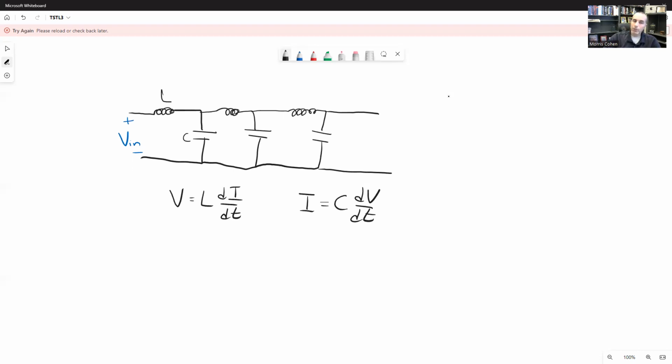All right, so what's going to happen? Remember, we've got this V in right here, and we've also got a current associated with it, I in, and we know how those two are related to each other, that V in over I in must equal the transmission line impedance Z0. All right, so this current here, I in, is flowing through this inductor.